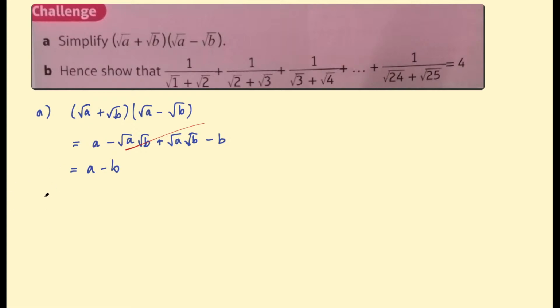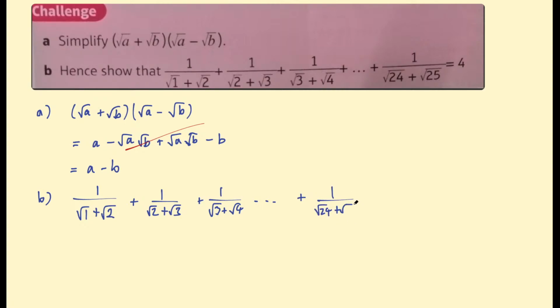Okay, so how's that going to help us for part B? That's the question. Alright, so let's just write out some of these. So we've got 1 over square root 1 plus square root 2, plus 1 over square root 2 plus square root 3, and I might write out a few more, square root 3 plus square root 4. I'm terrible at writing 3's on here, I don't know why. All the way up to 1 over square root of 24 plus square root of 25. And we want to show that equals 4.